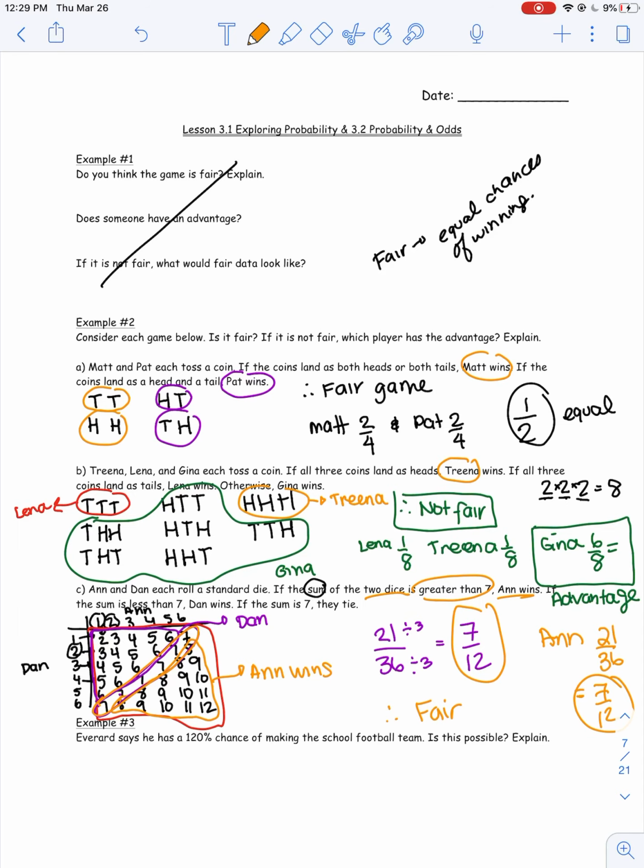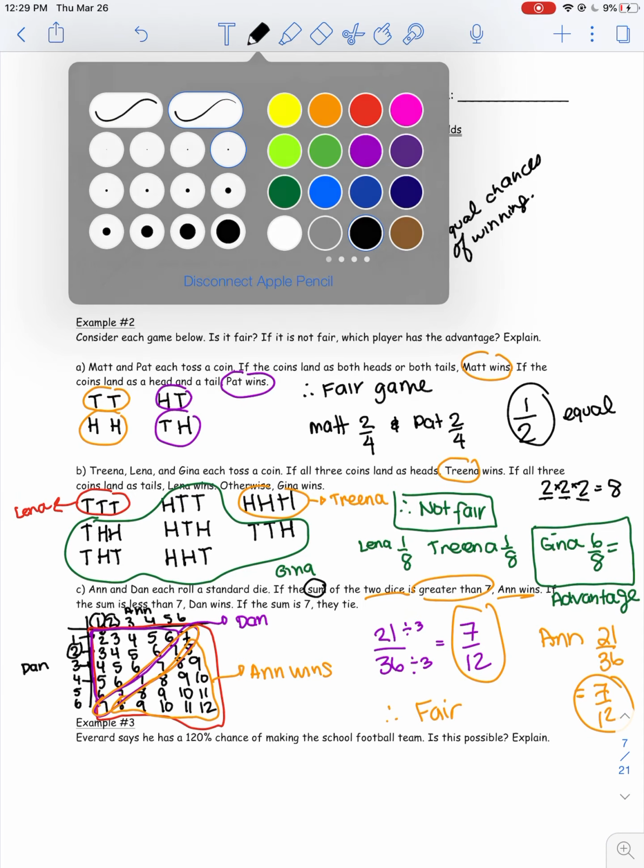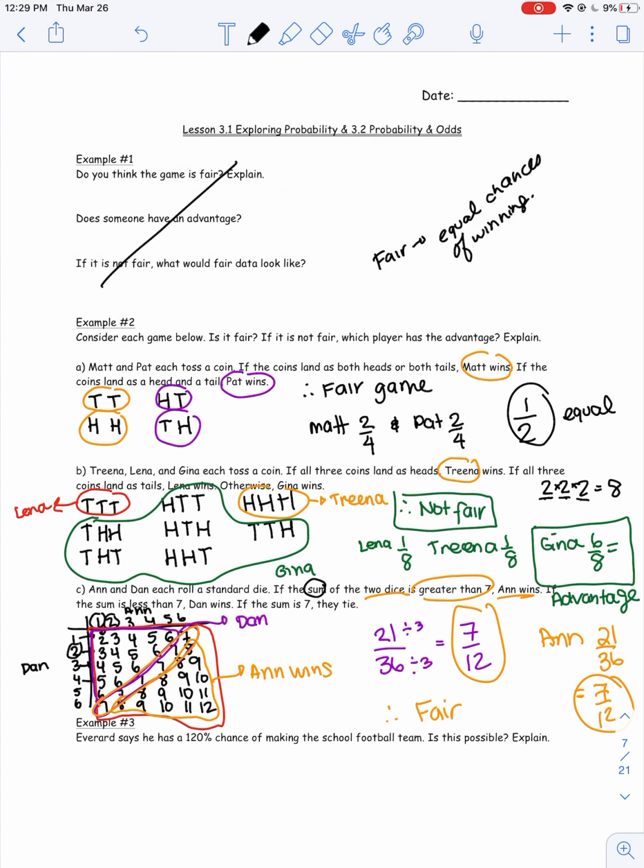Okay, so that's how you figure out if something is fair: you actually look at their probabilities and make sure that they are the same.